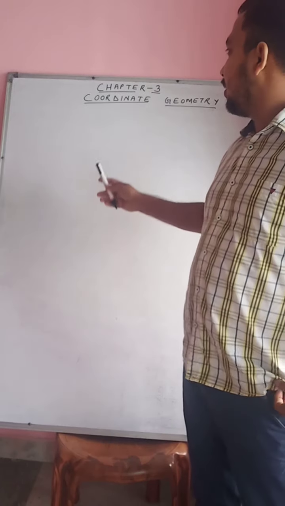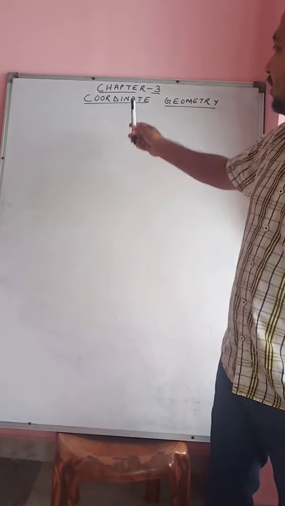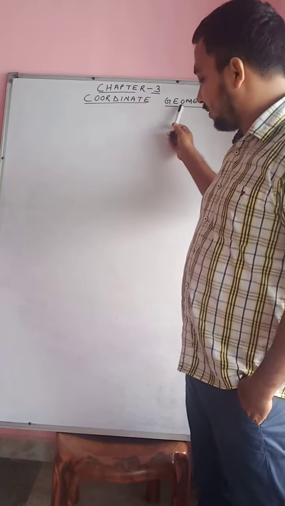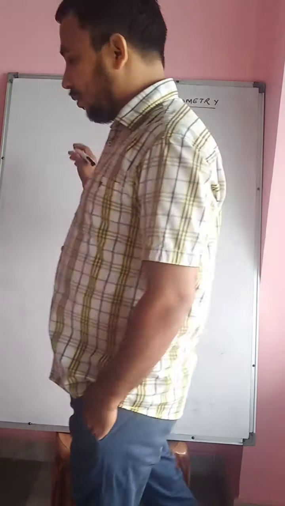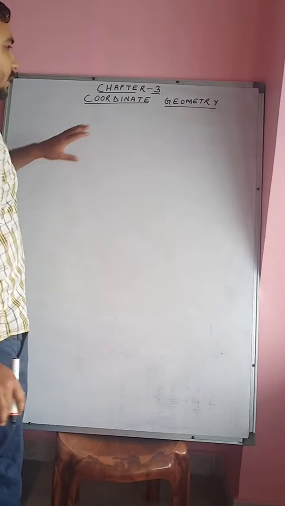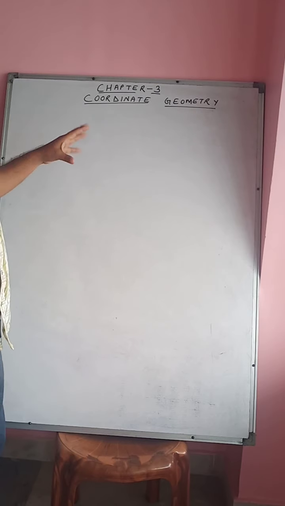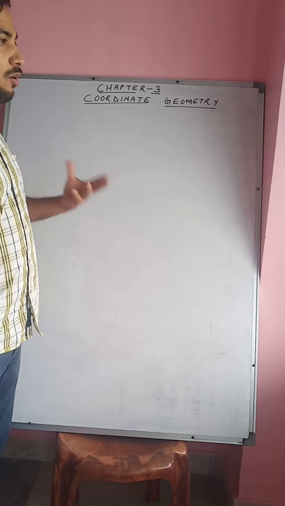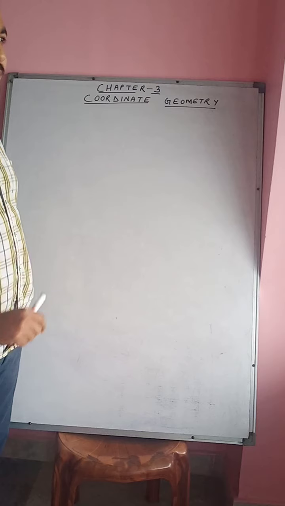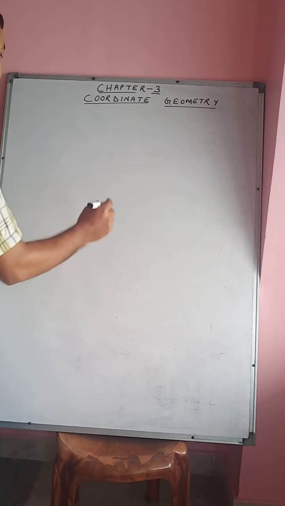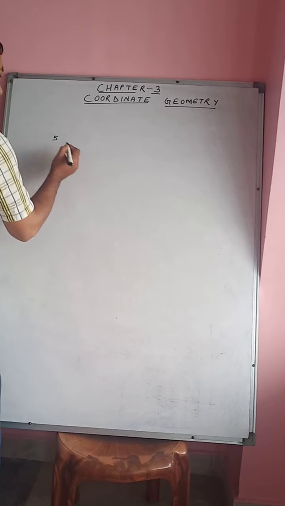Good morning, students. Today we are going to start chapter 3, that is coordinate geometry. Now what actually is coordinate geometry? Before I go into this chapter, I will first discuss how to represent numbers on a number line. When I give you a number 5, how do you represent it?